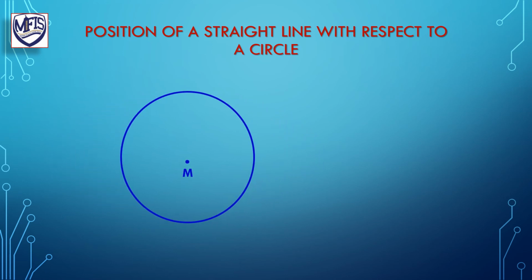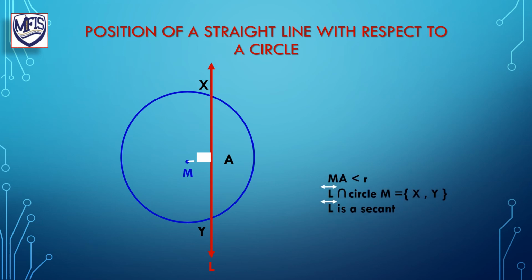Third position. Circle M and the straight line L cut the circle at 2 points. As we can see here, MA is less than R. MA less than R, okay? So, this straight line intersects circle M at 2 points.